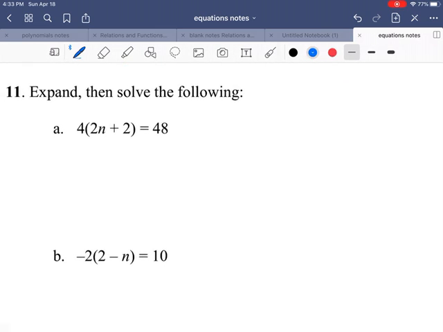So we're going to expand, then we're going to solve. So 4 times 2n is 8n. 4 times positive 2 is positive 8. And this equals 48. Now we're into kind of what we did in the last lesson. So subtract 8. 8n equals 40. And then divide by 8, and n will equal 5.